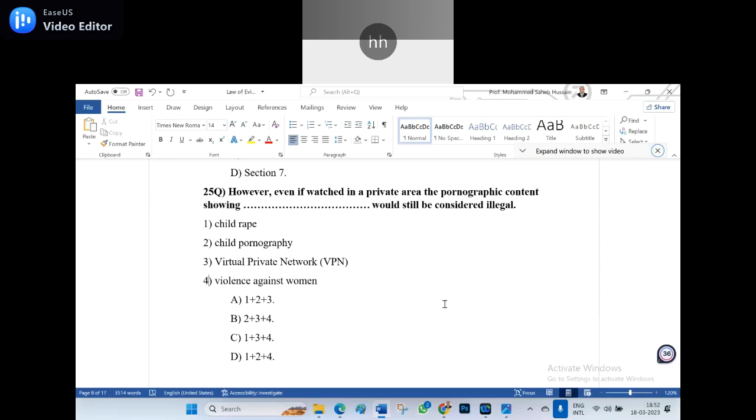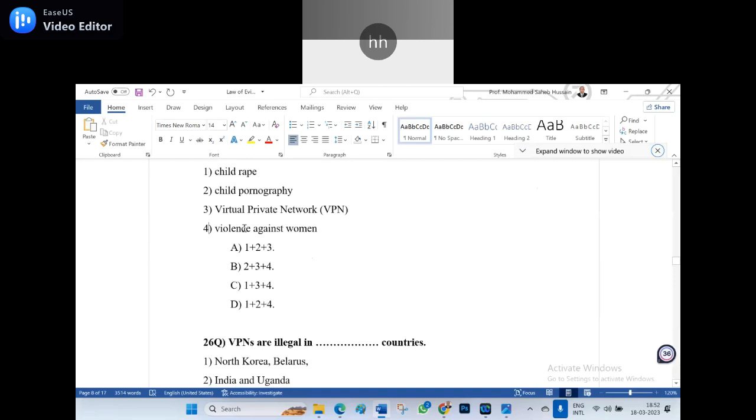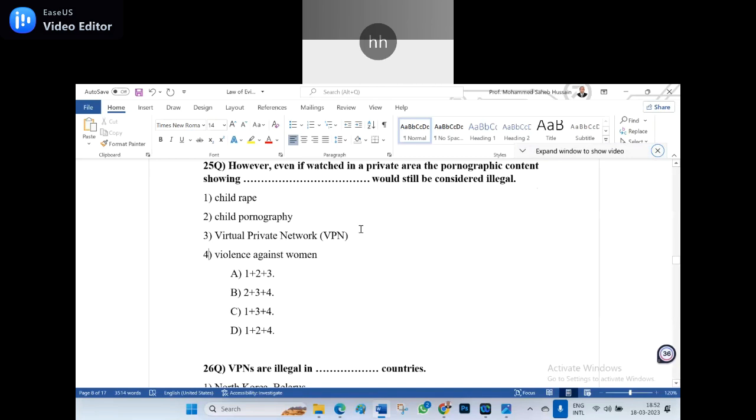Now let us go to the next question so that we could know in which country VPN is illegal and in which country VPN is legal. Virtual private network. Sir, what is the answer, sir? Here, virtual private network is not illegal. So 1, 2, 4 is the right answer. 1, 2, 4 is right. I told you, D is the right answer.